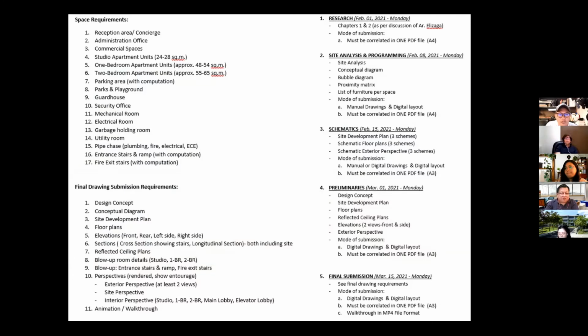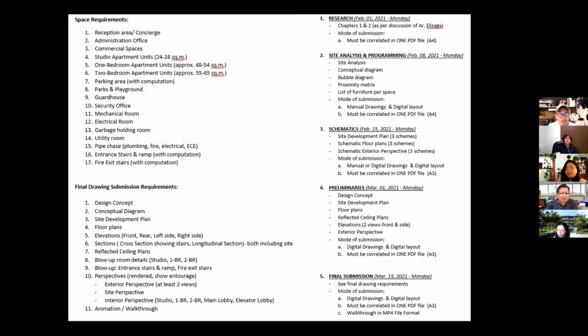So you'll be dividing the occupancy into three. You have studio apartment units of 24 to 28 square meters. You have one bedroom apartment units, 48 to 54 square meters. And you have the two-bedroom apartment units, 55 to 65 square meters. You need to do a computation for the number of units so that you can determine the parking area, and a bit of the amenities for your parks and playground. You need to have a guardhouse, a security office, mechanical room, electrical room, garbage holding room, utility room, pipe chase for the plumbing, electrical, fire, and the electronics. Entrance stairs and the appropriate ramps, good computation of course, and you need to have fire exit stairs because we would be dealing more with safety also here.